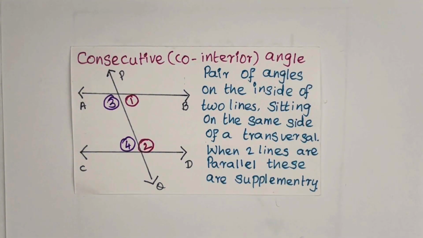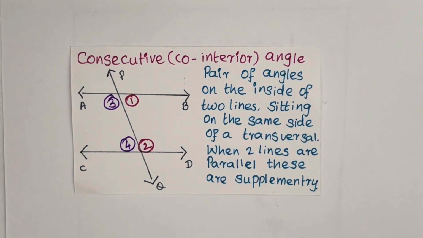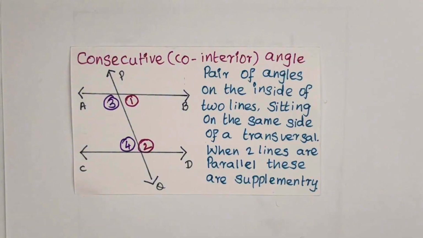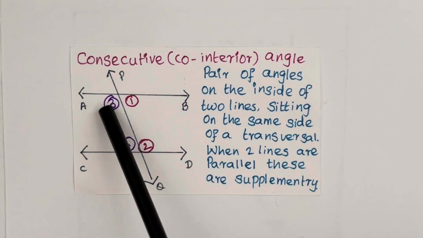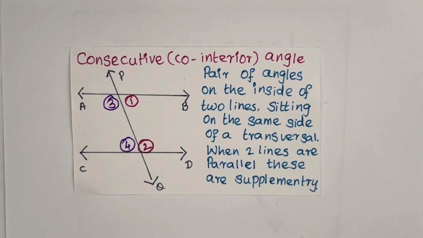What do we mean by supplementary angles? Supplementary angles are two angles whose measures add up to exactly 180 degrees. That means the sum of these two angles is always equal to 180 degrees. If you add angle 1 plus angle 2, it should be 180. And if you add angle 3 and angle 4, the sum is always 180 degrees.